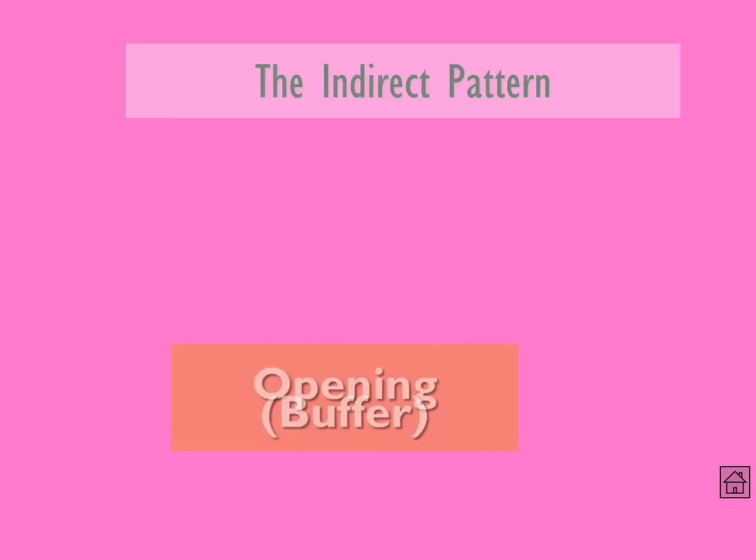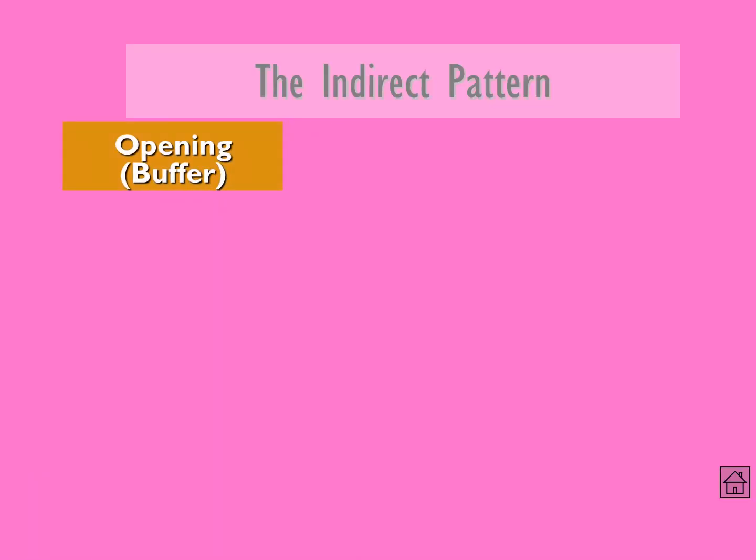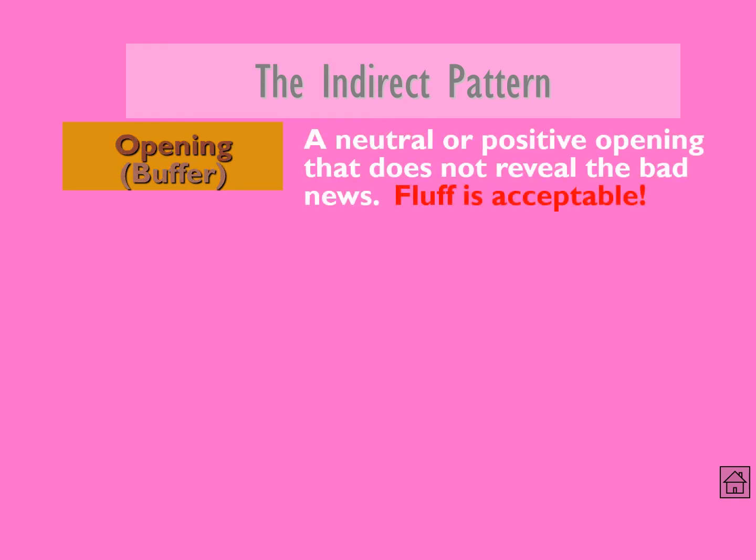Now, let's talk about the pattern. With routine messages, we've always had a direct pattern. You start with an opening that states the purpose, the body states the details, and the closing states maybe a summary and a call for action. We're not going to use that with bad news. The opening is a neutral or positive opening that does not reveal the bad news. In this case, fluff is acceptable, but don't overdo it. Keep it to a minimum. I'll give you an example in a little bit.